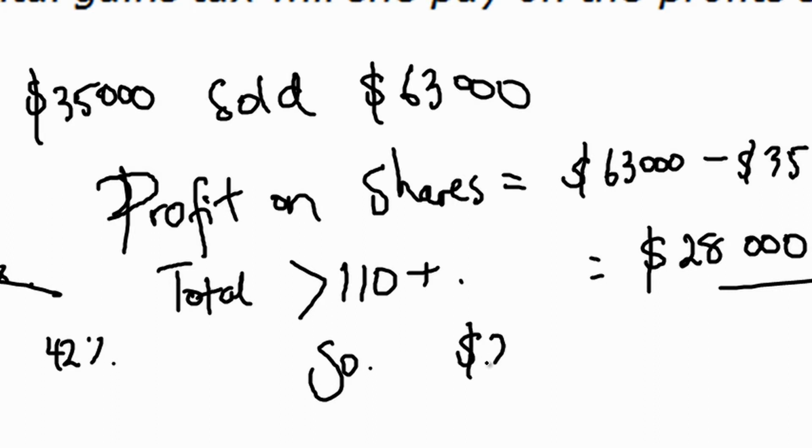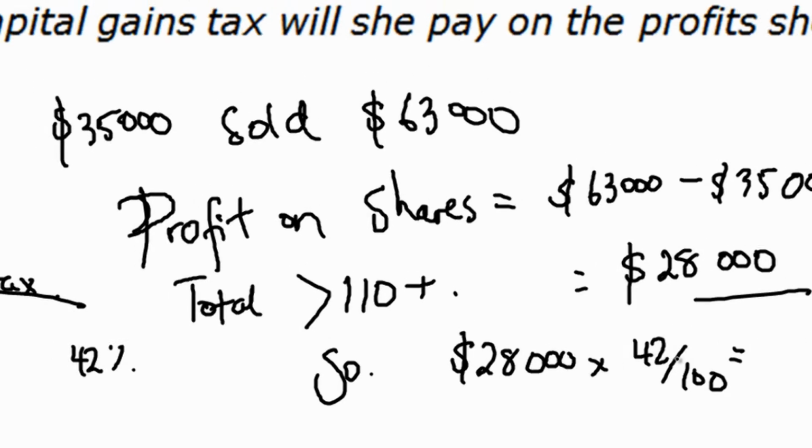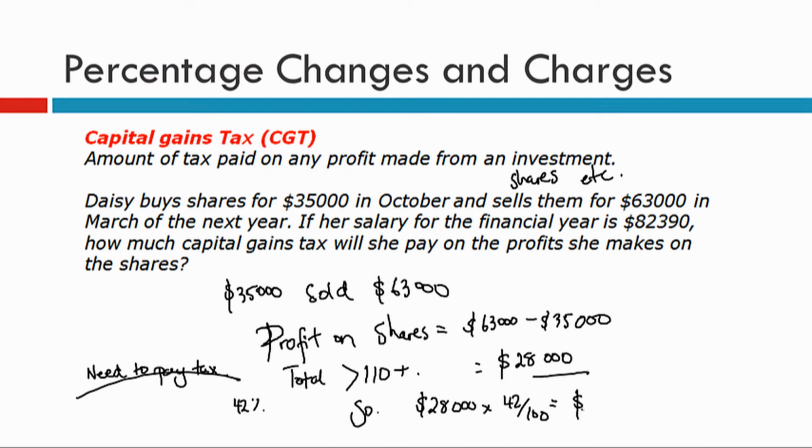From 70,000 all the way through to 125,000, she pays 42 cents in the dollar. So we only need to work out $28,000 times 42 divided by 100, because remember, she's only paying capital gains tax on the shares, the profit she makes on the shares. When we work that out, she has to pay $11,760 in capital gains tax, which is just a tax, but they call it capital gains because you made a profit on something. It's a lot, isn't it?